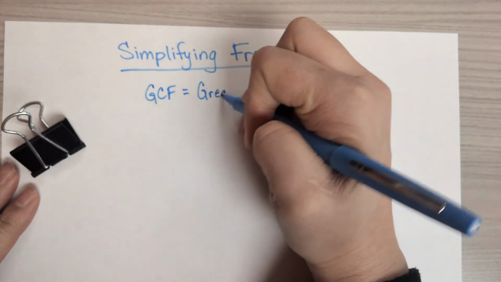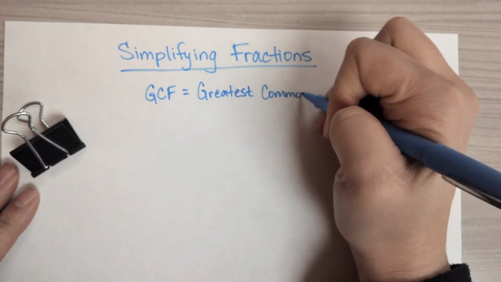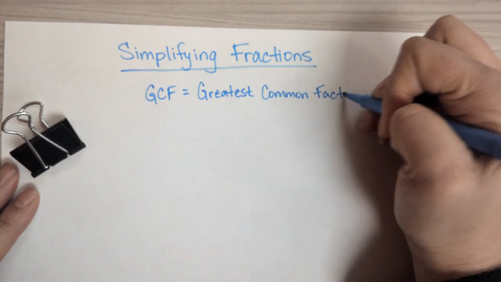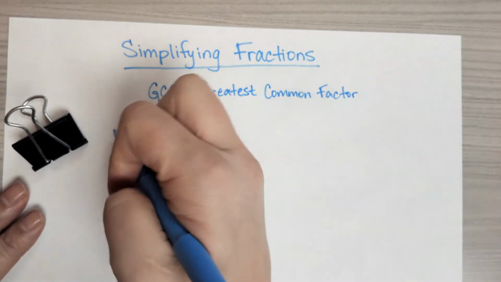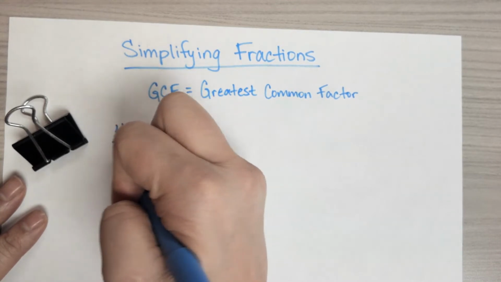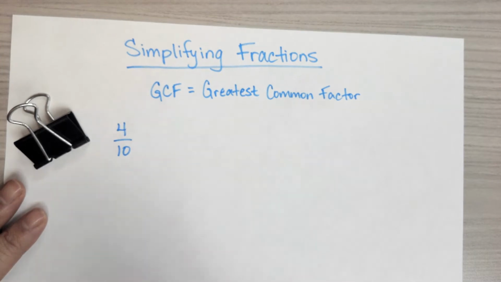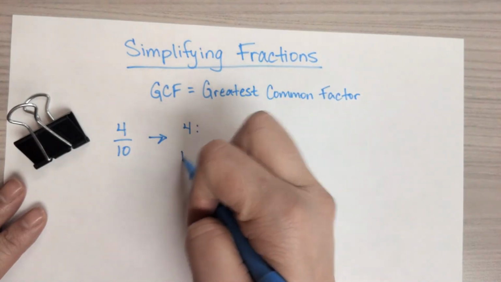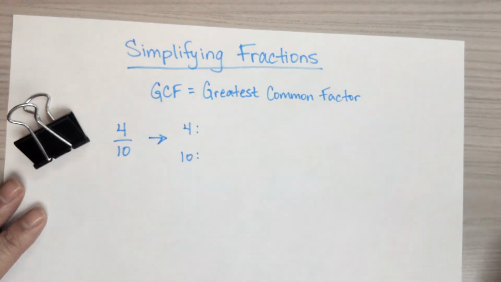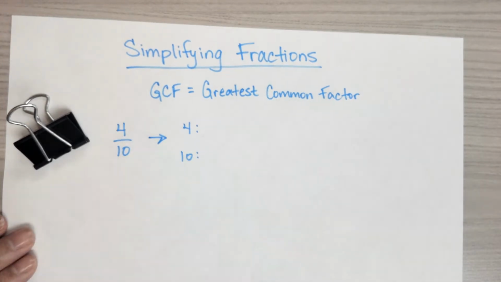Greatest common factor. What that means is, if you have a fraction, let's just say we have the fraction 4/10, and we want to simplify this, but we're not really sure how to do it. What we would do is separate this into 4 and 10. A factor is basically two numbers that are multiplied together to get this number here.